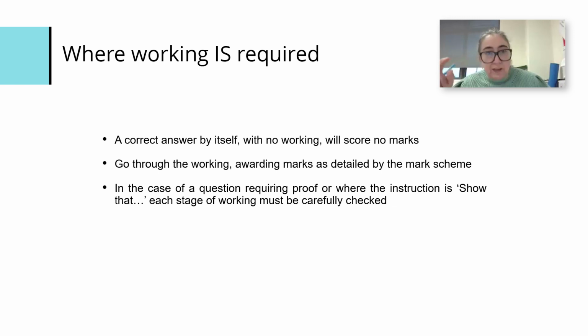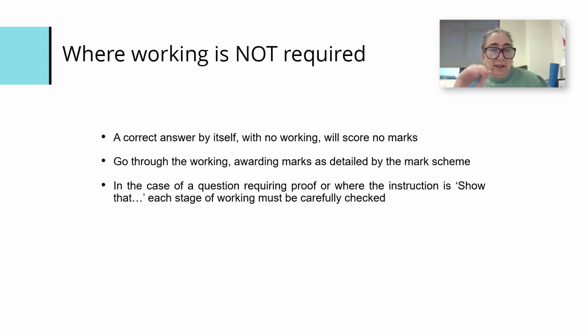So the question will say, show your working. And if there is a correct answer, they get nothing. Where the working's not required, i.e. it doesn't have the statement, show your working out, they will get all the marks that can be awarded for that question. Unless it's from an incorrect method. Again, you'll see one of these. But the idea, again, is what we've said about where working is not required.